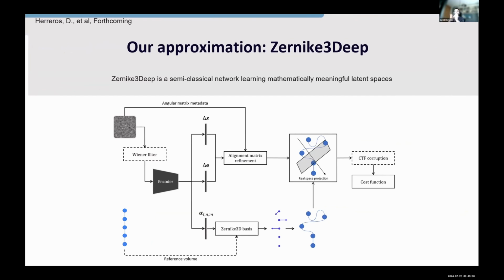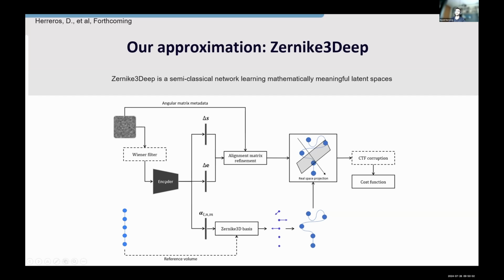So again, taking the method to the deep learning world. But as you will see, this is a bit different compared to HetSIREN. I would like to call this kind of network semi-classical, because they are not completely deep learning networks. They have a part that is deep learning and a part that is our knowledge, physics-based, let's say. So how does this neural network work? As you can see, the first part is very similar to HetSIREN. We have experimental images.